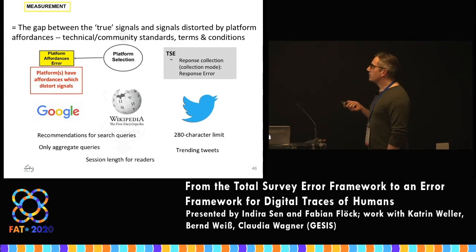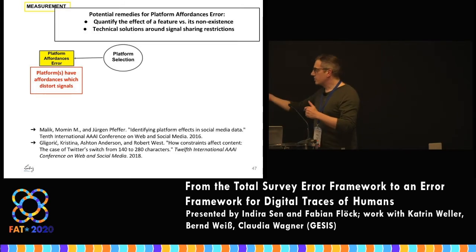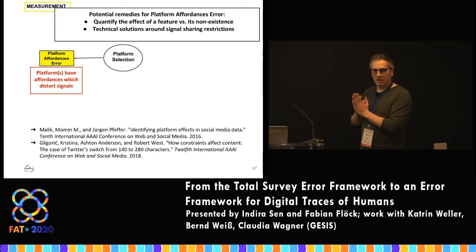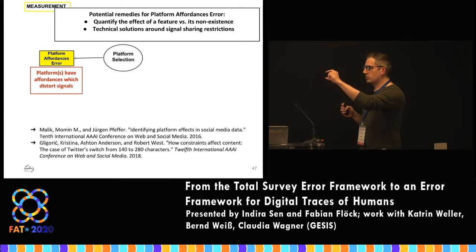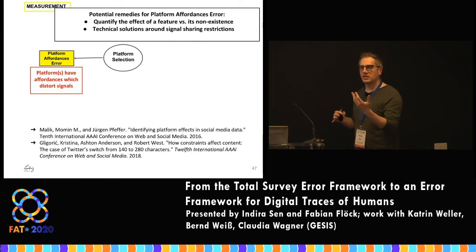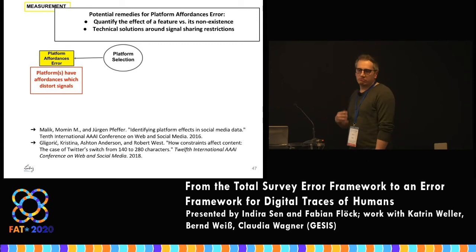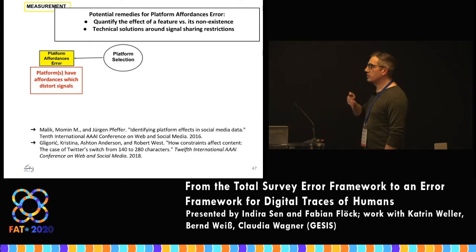Potential remedies could be you quantify the effect of a feature where it's non-existent. There are papers that looked at what happens when Twitter changed the limit of characters that they allowed, and they saw that people write more, or potentially write more. Also, the visual window length could change without the character limit actually changing, and people would start writing longer or shorter tweets. Or you could look at other things, like there's a recommendation engine and there's none. So if you find these natural experiments, that is one way you can test this. And then you can look up if other people have quantified them.